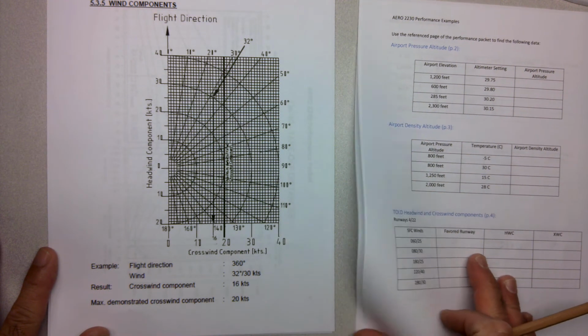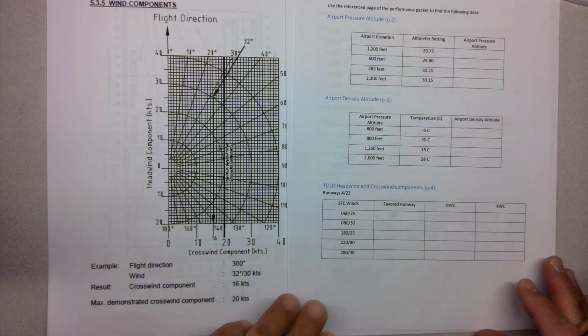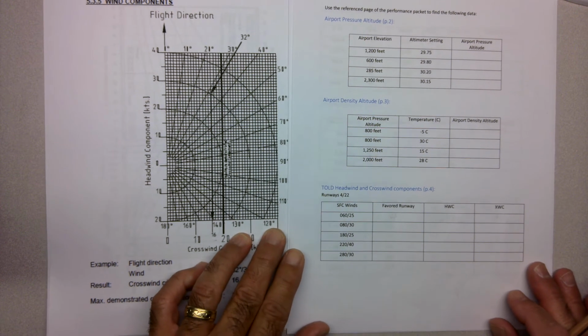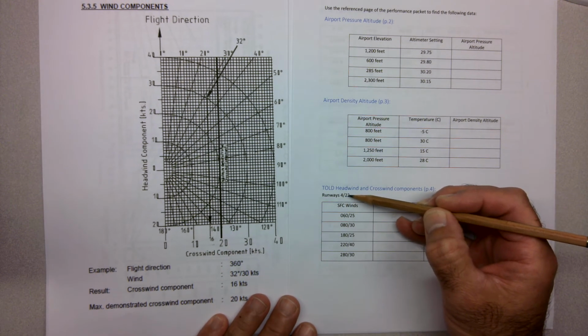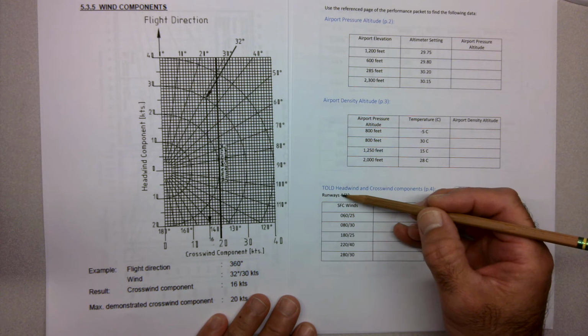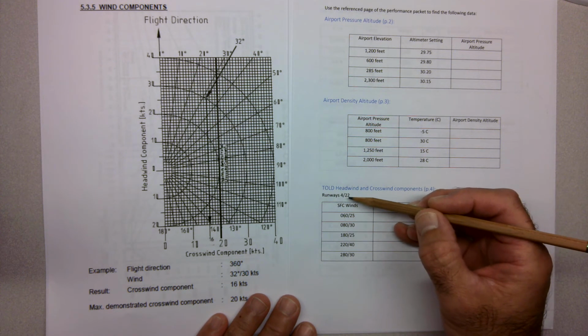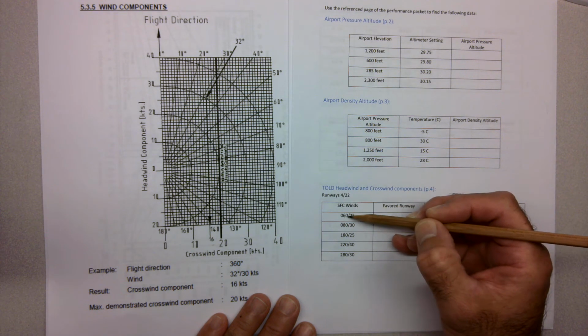Now let's look at the first problem in the handout. The first problem gives us a choice between runway 4 and runway 22. Runway 4 points 040 on the compass, and runway 22 points to 220 degrees. Which runway is closest to the wind direction of 060?